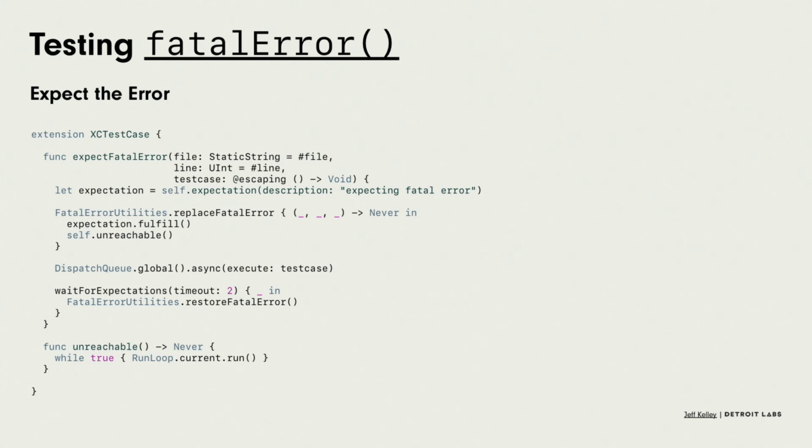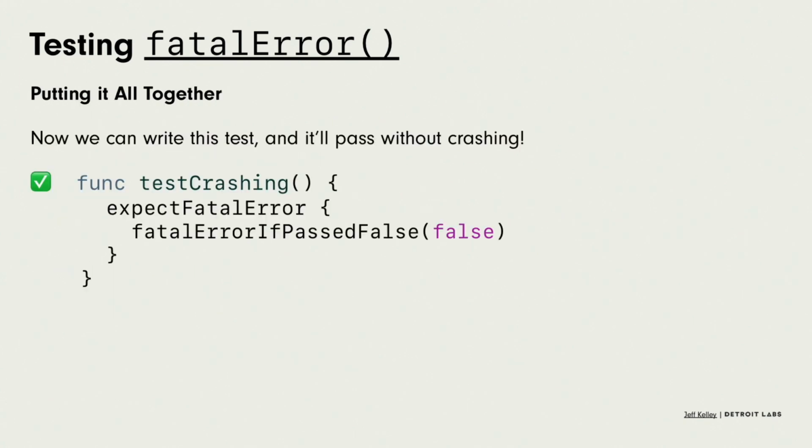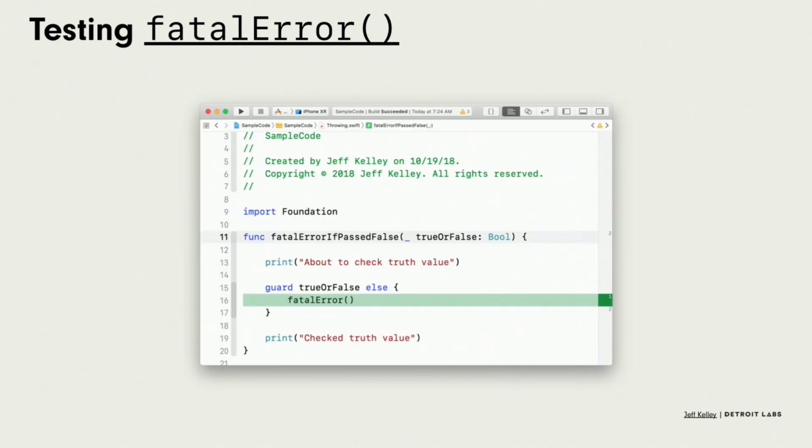So when this runs, and then our code calls fatalError, it's going to hit that callback, it's going to fulfill our expectation, the test is going to pass, and it's going to look like that when we call it. So that looks super nice when we're actually calling that in our test. It's very straightforward what we expect to happen. And now we get a green thing in our code coverage.